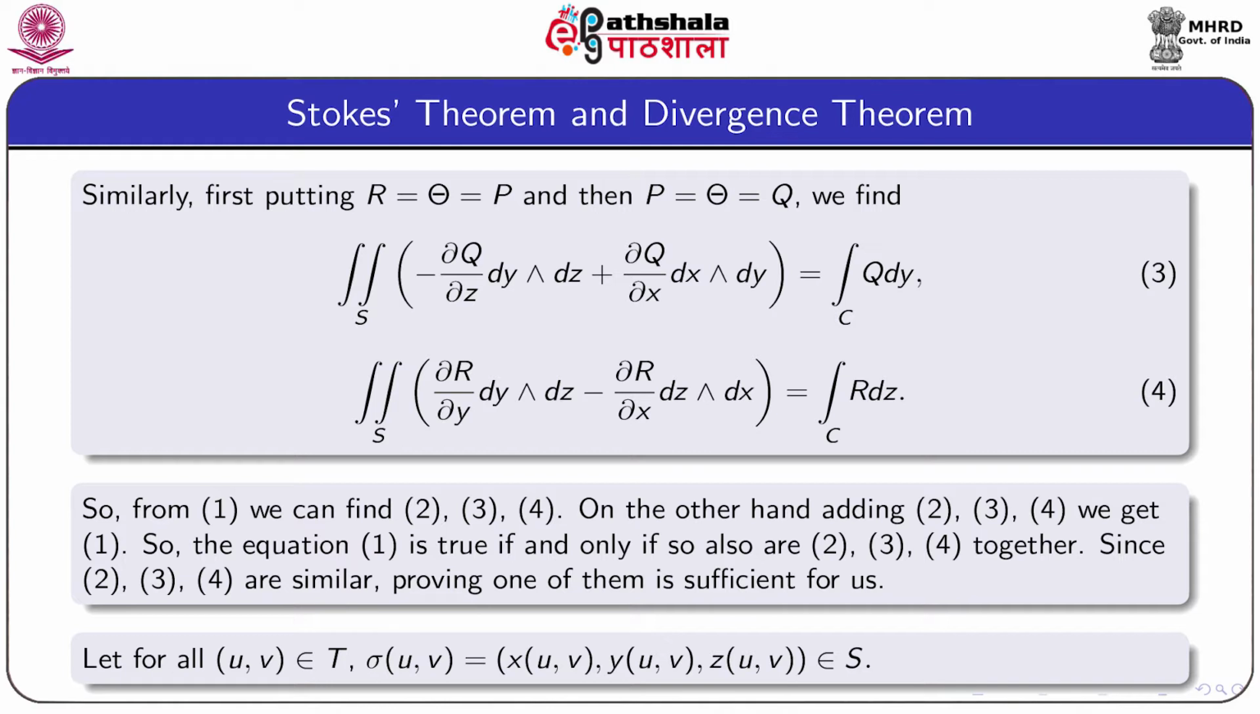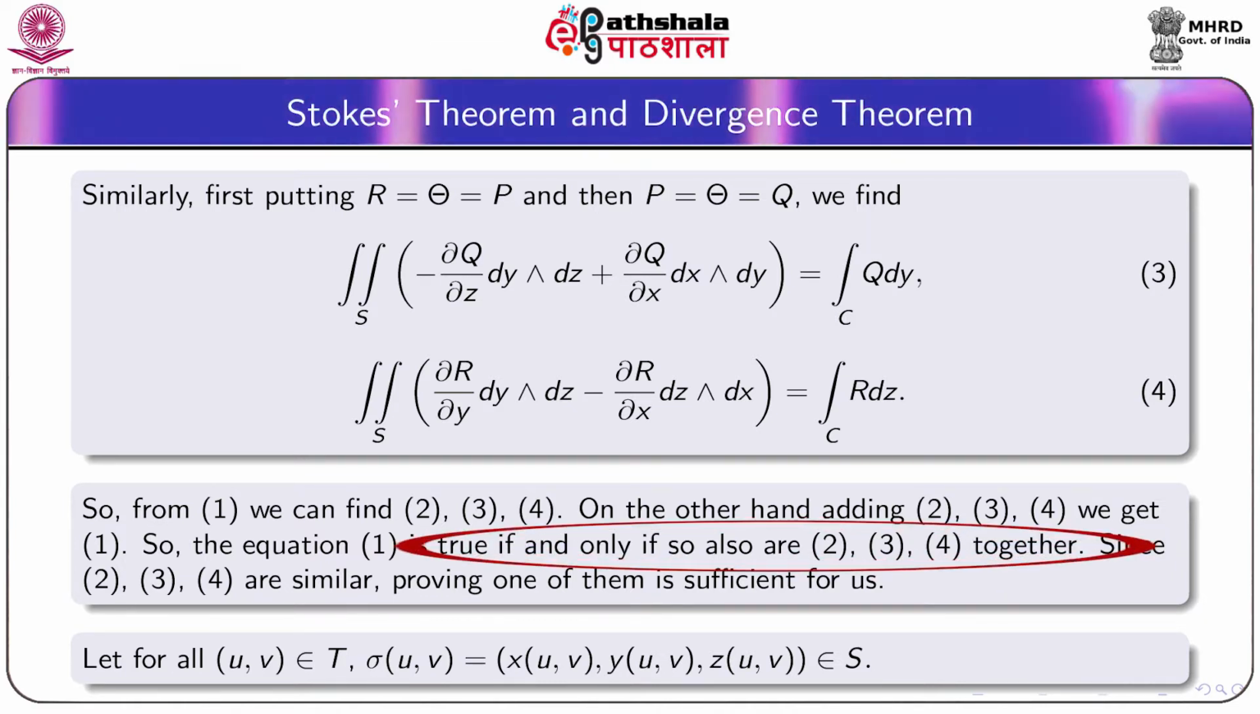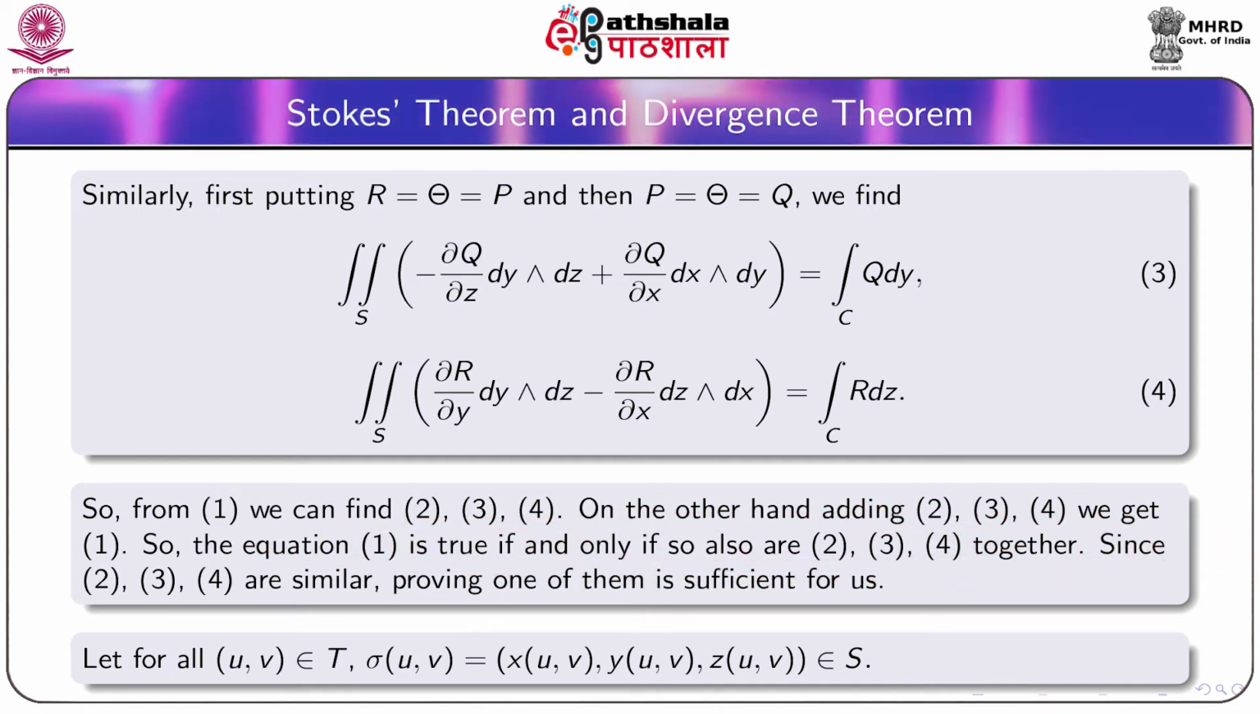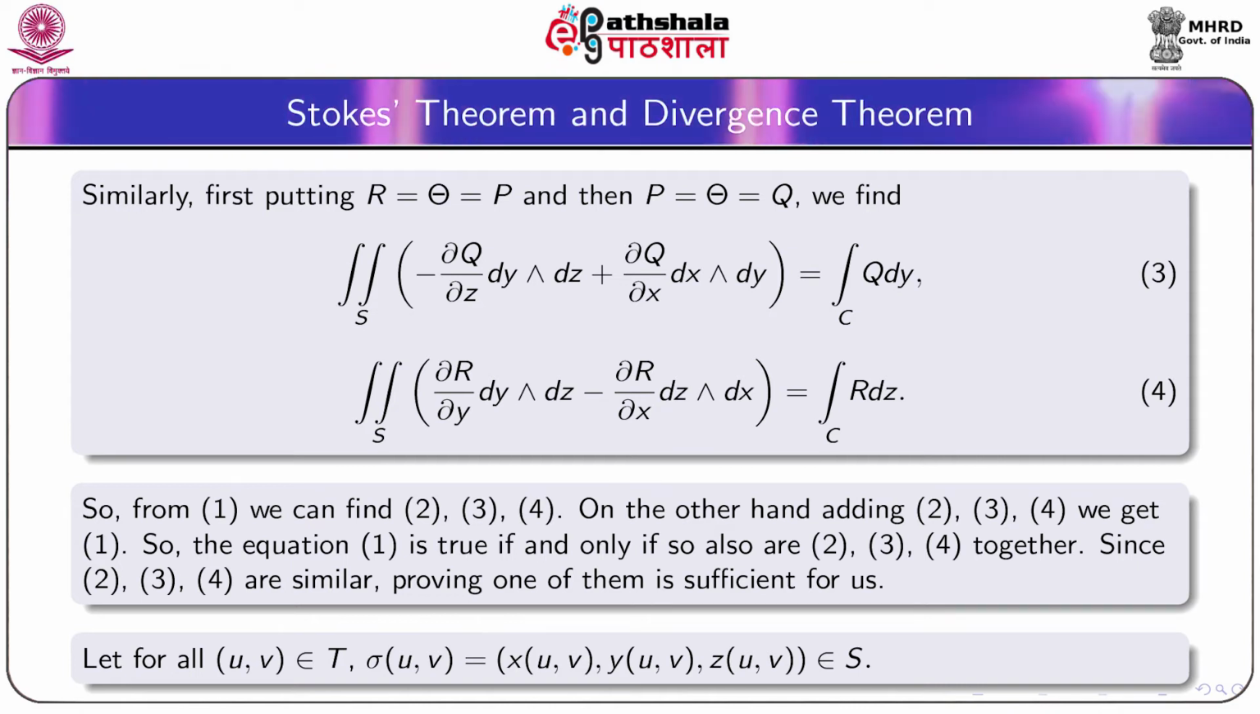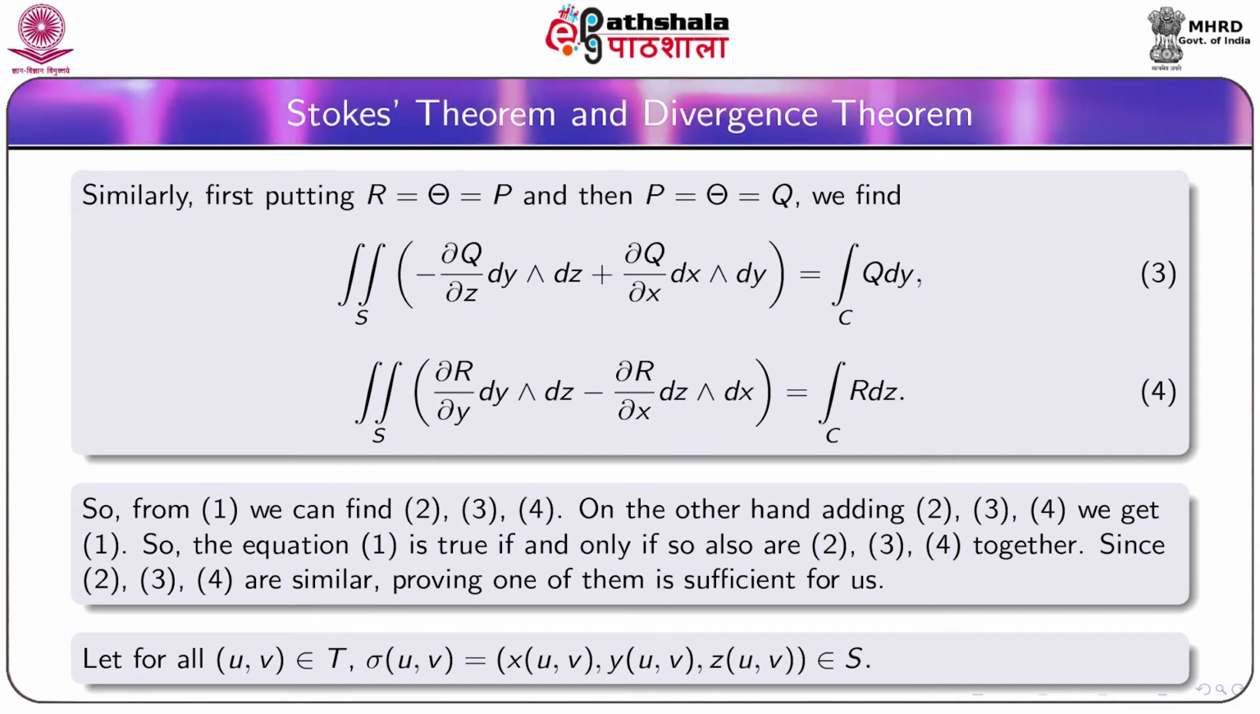So, from 1 we can deduce all the relations 2, 3 and 4. On the other hand, if we add 2, 3 and 4, we get 1. So, the relation 1 is true if and only if 2, 3, 4 are simultaneously true, and conversely. Now, the relations 2, 3, 4 are similar, so proving one of them is sufficient for us.